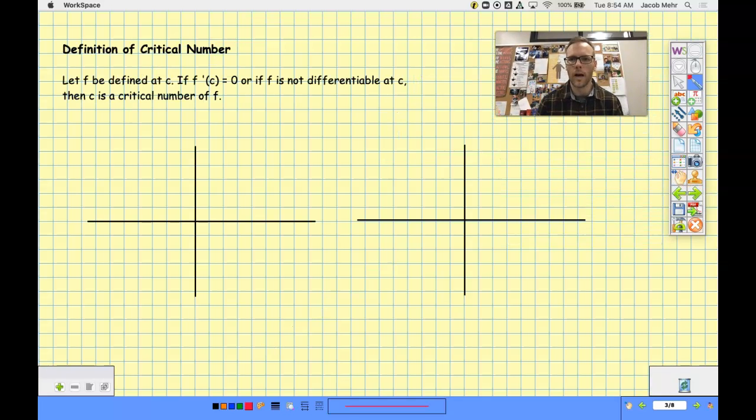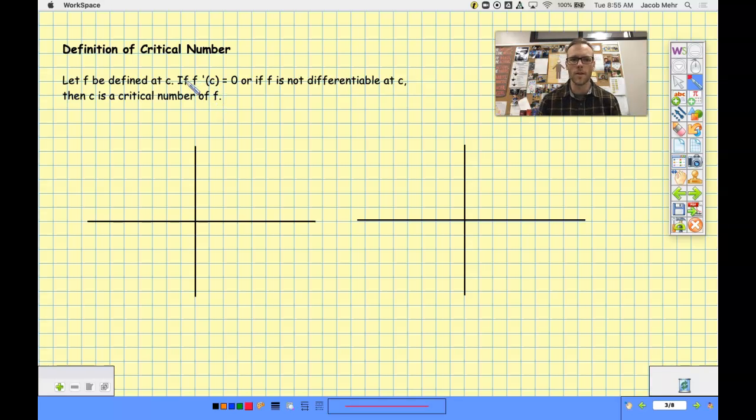Okay, an important term for us is a critical number. As we find extrema, and you will probably catch on to this pretty quickly, critical numbers are really important. That's why they're called critical. So let f be defined at c. We have a function f. It's defined. There has to be a point there. If the x value is c, it has a y value. If f prime of c equals 0, so if the derivative of f at c equals 0, or f is not differentiable at c, then c is a critical number.